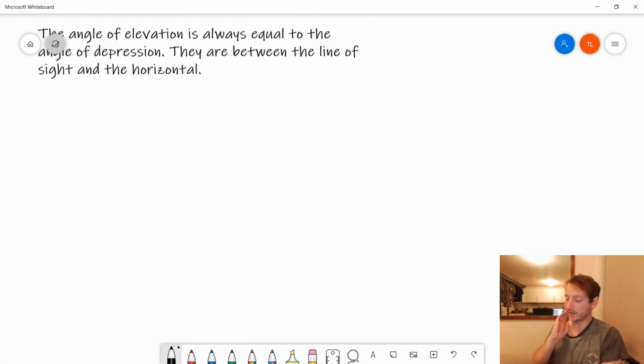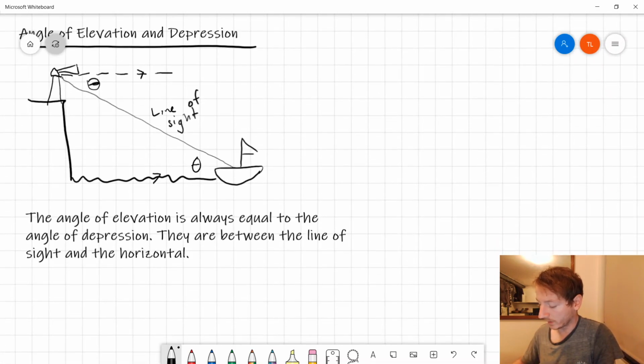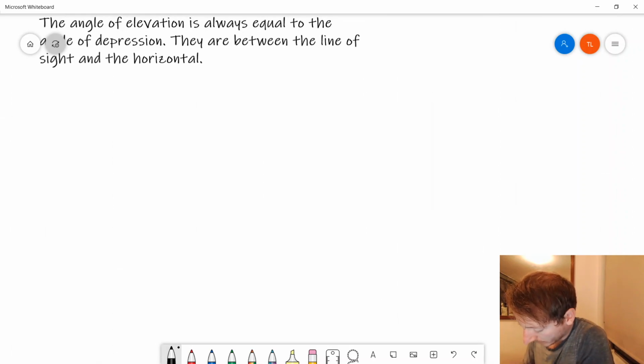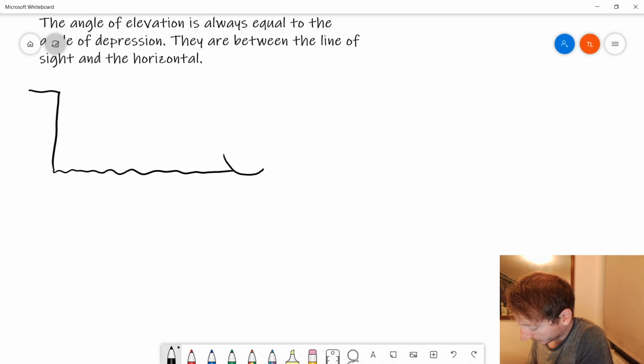So we can use these in a problem. Why don't we do a problem with a lighthouse and a boat, or maybe just a cliff and a boat, so there's less drawing to do. So we've got a cliff. I'll have a boat. Hopefully you can draw better than me. Someone's at the top looking down to the boat.